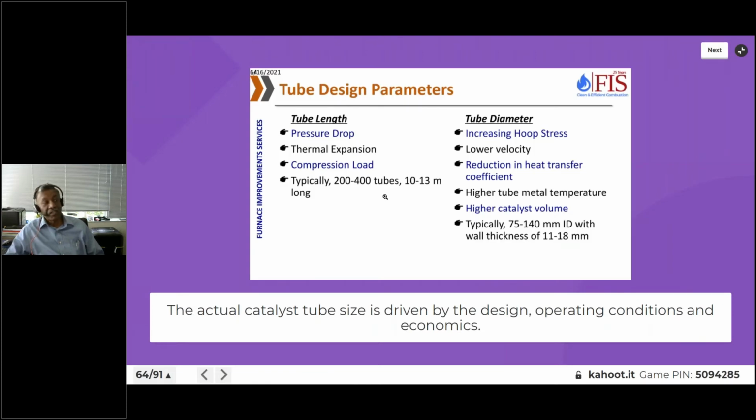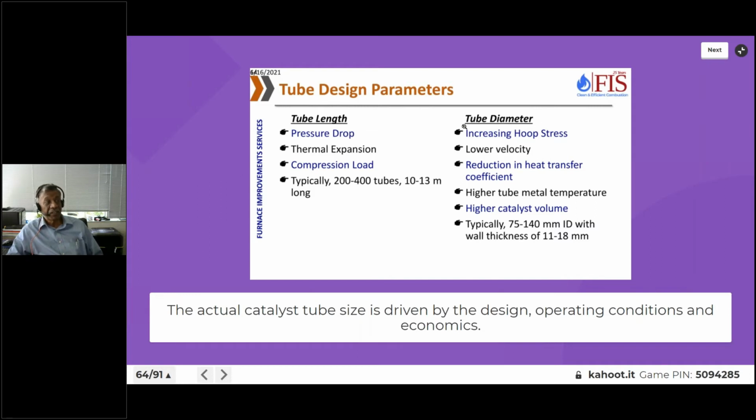So let's talk about the tube design parameters. We talked about tube length. So typical tube length is around 30 to 40 feet, and it's basically decided by the pressure drop, thermal expansion, and compression load. If you have too long a tube, then catalyst at the bottom will get crushed. So we have that compression load. We don't want too long a tube. We don't want very high pressure drop.